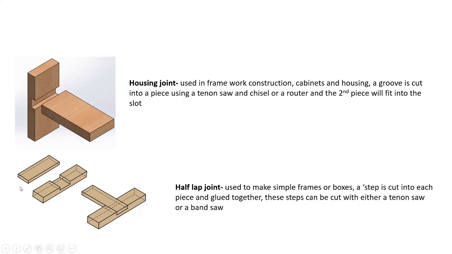And then a half lap joint is kind of similar to your housing joint, but rather than having it on an edge, you have it nice and fat, and the whole piece of material will slot into it that way. Typically, you'd probably still do that with a tenon saw and a chisel and that type of thing.